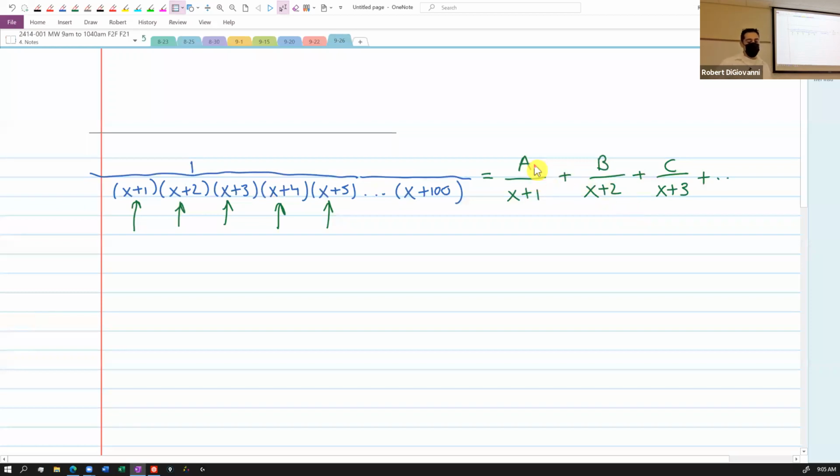So if I do this, A, B, C, D, what's wrong? I'm going to run out of letters, right? Because there's 100 of these, and I only have 26 letters to work with in the alphabet, and I'm already using X. So I actually have 25 letters. So I'm going to run out. So instead of doing that, what we do to generalize things in math is we just do subscripts. I do A sub 1, A sub 2, A sub 3, and then I can go out as far as I ever need to go.